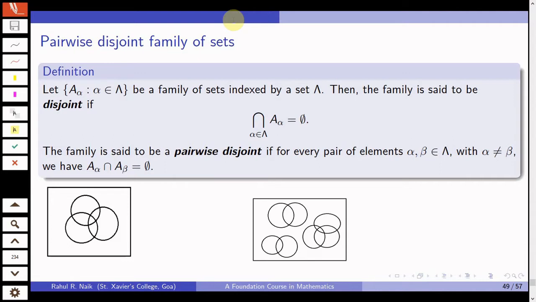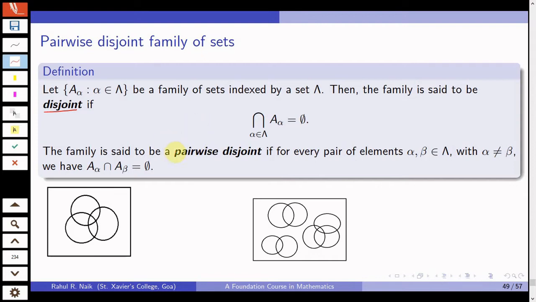Given a family of sets indexed by a certain set, we call it a disjoint family if the intersection is empty, that is, if there is no common element in each of the sets in the given family. So we have the definition for that. Suppose we are given the family of sets A alpha, where alpha comes from this index set capital lambda, then the family is said to be disjoint if the intersection of A alpha is empty, that is the same as saying there is no common element in this family.